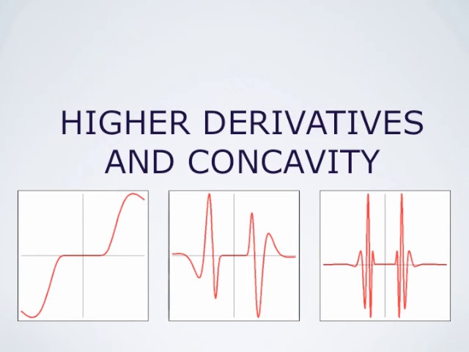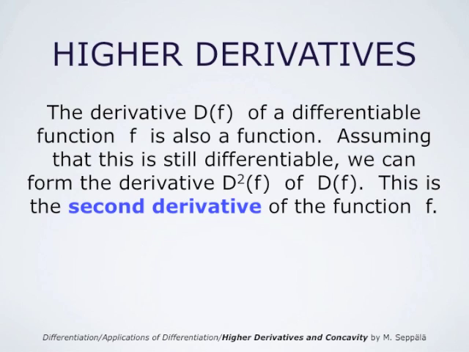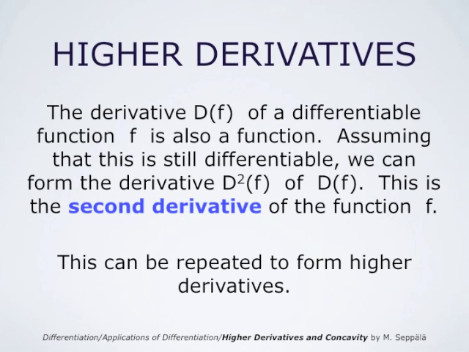Higher derivatives and concavity. The derivative df of a differentiable function f is also a function. Assuming that this is still differentiable, we can form the derivative d squared f, the derivative of the derivative df. This is called the second derivative of the function f.